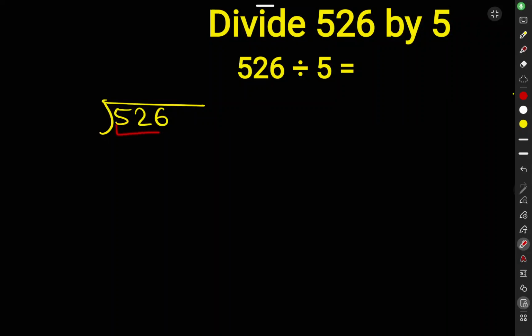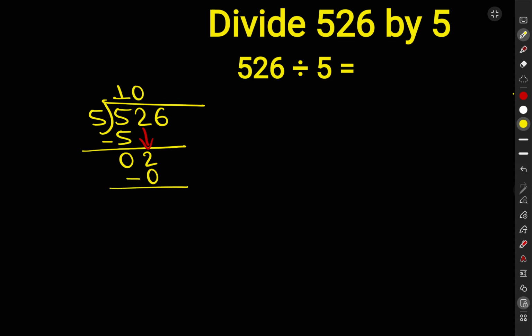Divide 526 by 5 in a long division method. 5 times 1 is 5. On subtracting we get 0. So now we put down this 2, and 5 times 0 means 0.